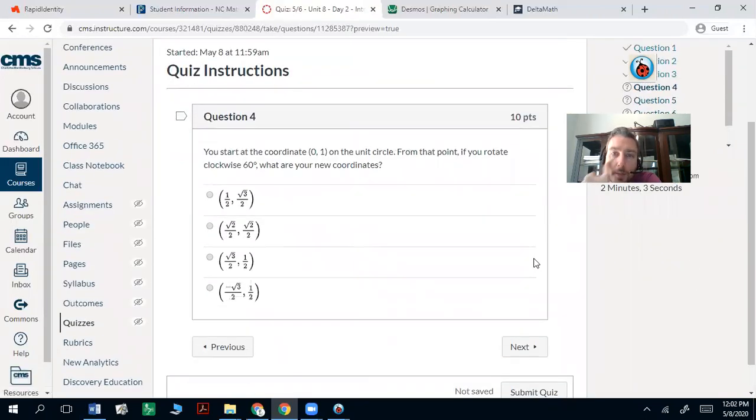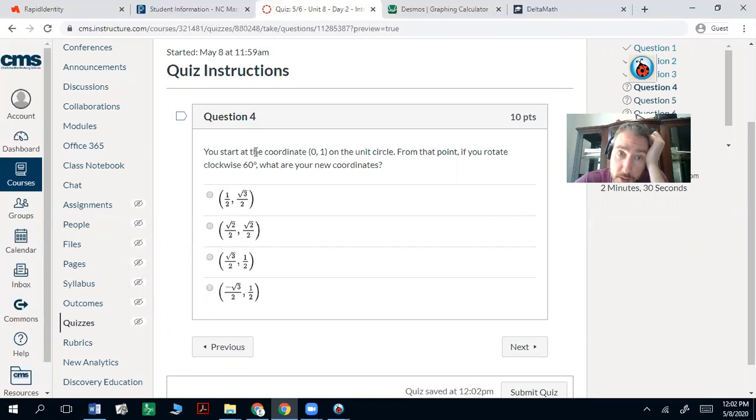All right, so that's the coterminal stuff. Now let's go over the rotation stuff. You start at 0, 1 on the unit circle. Now I have the privilege of knowing how to work with a unit circle. I've worked with it for years. You may be just learning this. You're going to need it for your next math class. So it's to your advantage to go through and practice filling it out on your own.